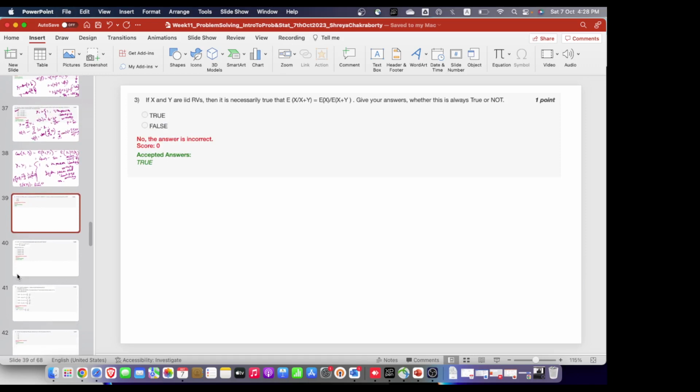Here is a question: if x and y are IID random variables, is it necessarily true that expectation of x by x plus y equals expectation of x by expectation of x plus y? This does not hold always.